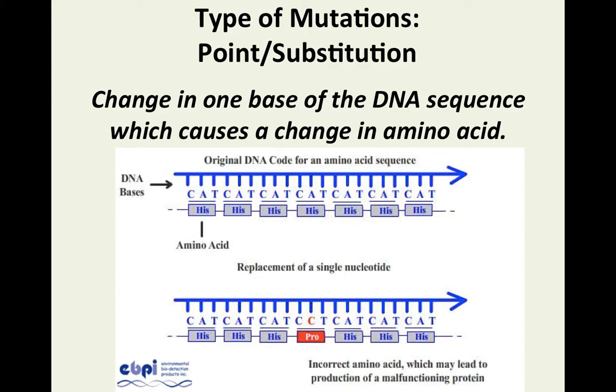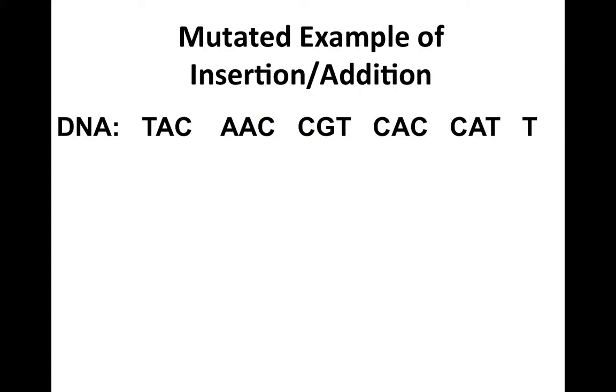I love this example because here it's cat, cat, cat, cat, cat, cat, cat. Here, instead of having cat, I put a C in there, and you end up getting one wrong amino acid. You need to make sure that you're able to recognize these, because I'm going to give you a strand of these, and you have to tell me what's what on your upcoming test. So, a change in one base of the DNA sequence. All right, let's go to the second one.